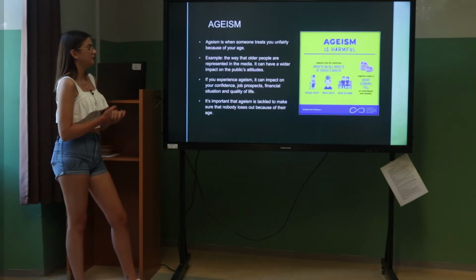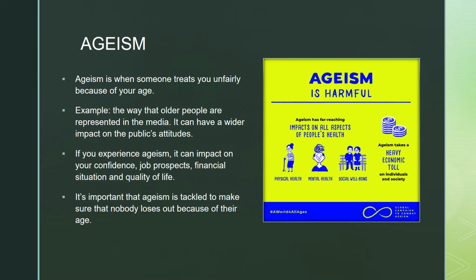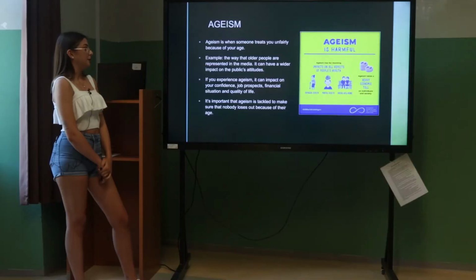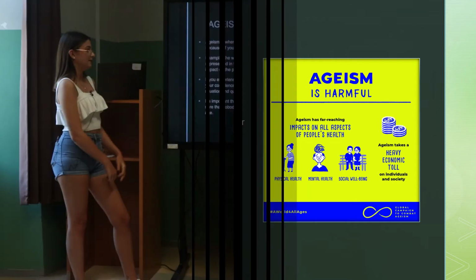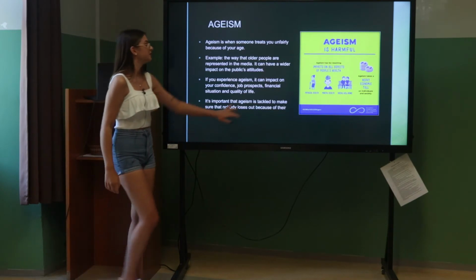Ageism is basically when someone treats you unfairly because of your age. A great example is the way that older people are represented in the media. And of course, it can have a wider impact on the public's attitudes. If you experience ageism, it can impact your confidence, job prospects, financial situation, and the overall quality of your life. It is really important that ageism is tackled to make sure that nobody loses out just because of their age.